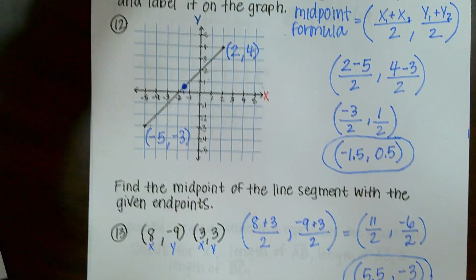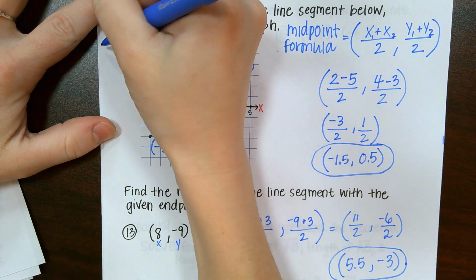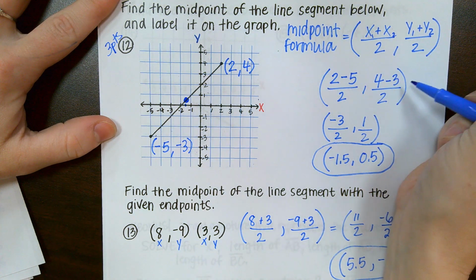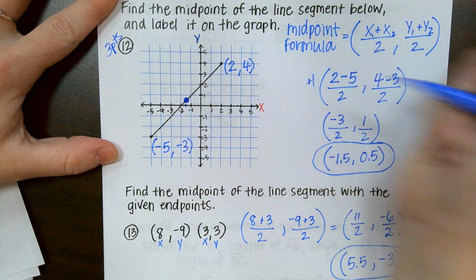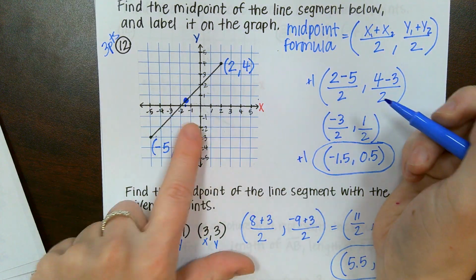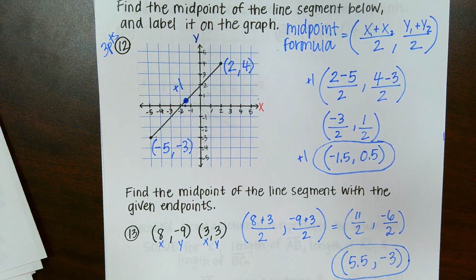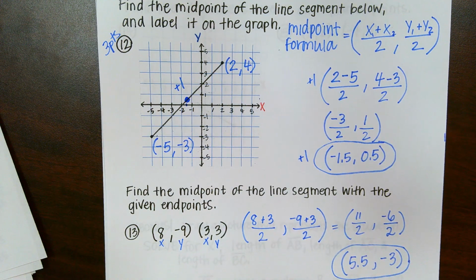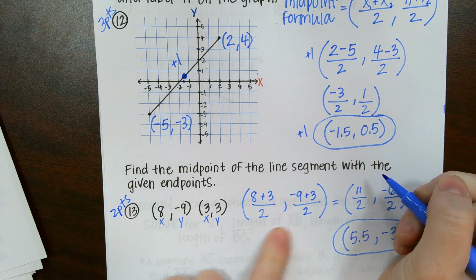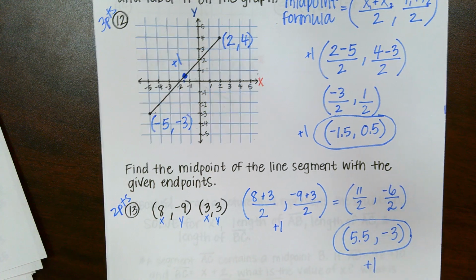Perfect. Now, these questions, number 12, this one is worth 3 points. You're going to get 1 point for plugging your values into the midpoint formula properly. Then you'll get another point for getting the correct coordinate. And finally, you'll get your last and third point from properly graphing that midpoint on your line segment. Then number 13 is worth 2 points total. You're going to get 1 point for plugging your coordinates in properly, and you'll get another point for getting the correct midpoint here.